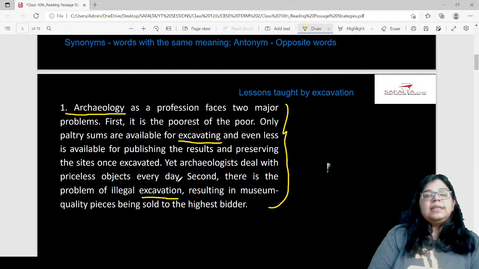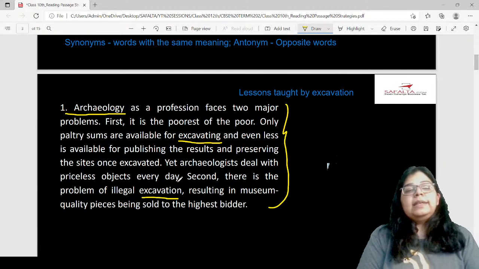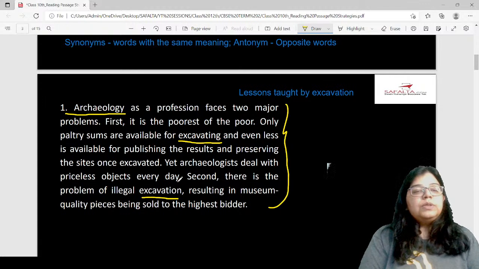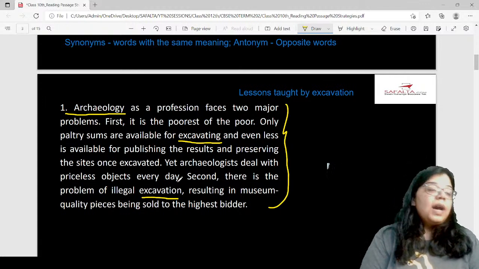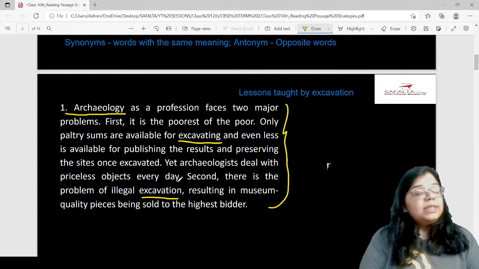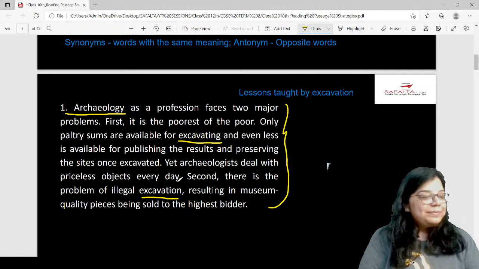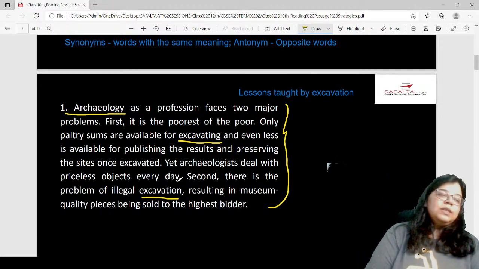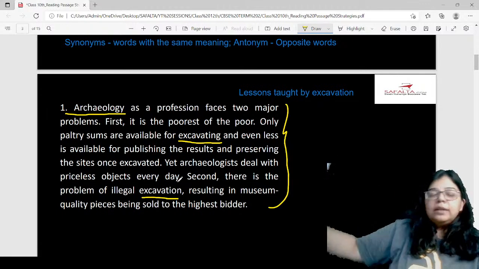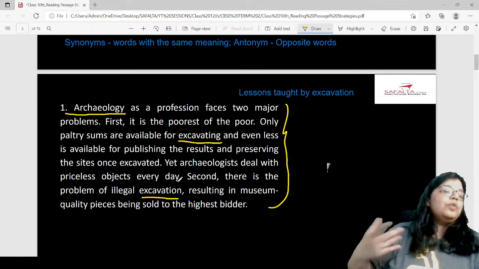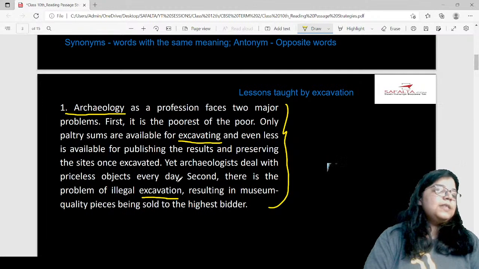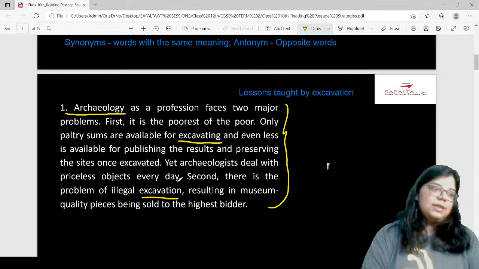And then second, he says there is a problem of illegal excavation resulting in museum quality pieces being sold to the highest bidder. So what is the lesson? That this should be stopped. Yes. So how easy was it? You did not go through the entire passage to look for the lesson. In the first paragraph itself, you got your lesson in 2 lessons that were needed.